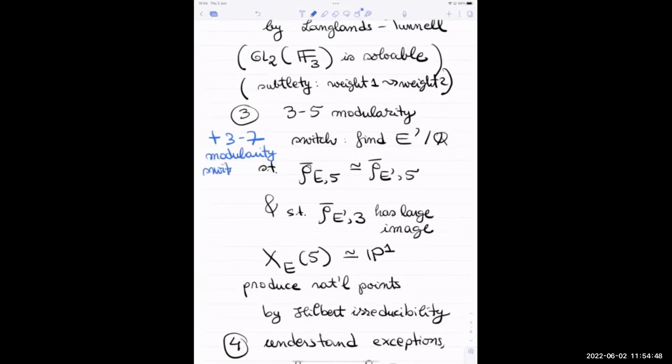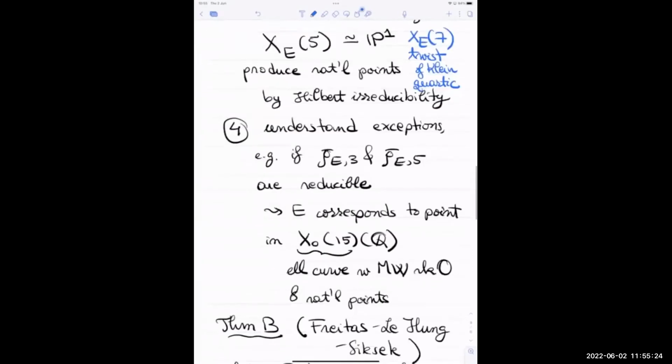And this is more subtle because the associated curve is now a twist of the Klein quartic. So if you look at the corresponding twist of the modular curve with full level 7, this is going to be a twist of the Klein quartic, which is genus 3. So it's harder to produce the desired rational points there, but one can still do it using, again, Hilbert irreducibility. One can cook up an argument. That's what they do, Freitas, Le Hung, and Siksek.